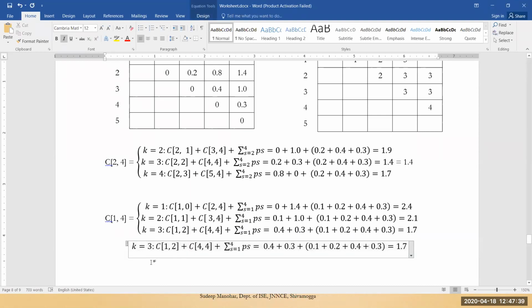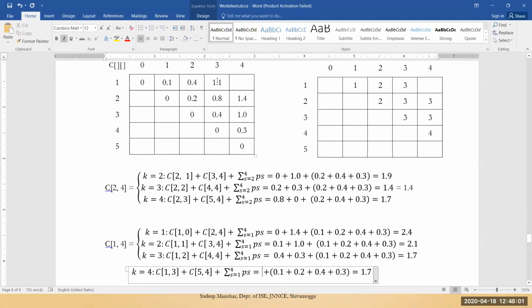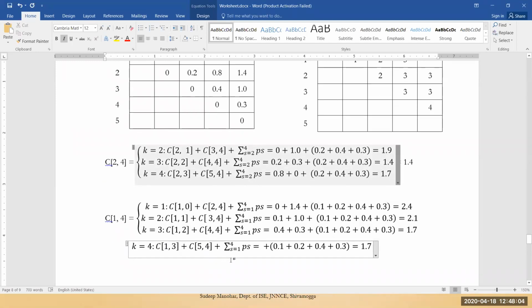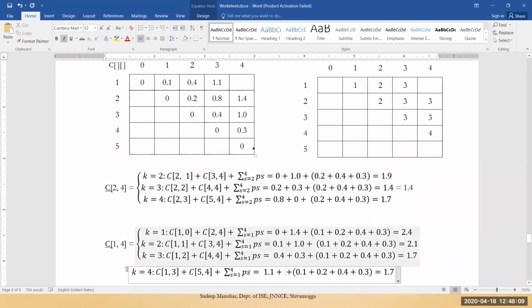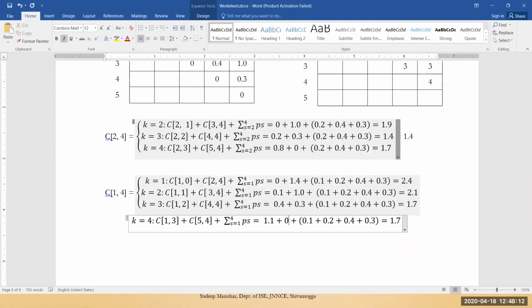K is equal to 4. So i comma k minus 1, k minus 1 is 3, k plus 1, k plus 1 is 5, j is 4, it is correct. Probabilities. Okay, let us fill the values. What is 1 comma 3? 1 comma 3 is 1.1 plus what is 5 comma 4? 5 comma 4 is 0. So what is the sum? This is 1 plus 1.1. It is 2.1.